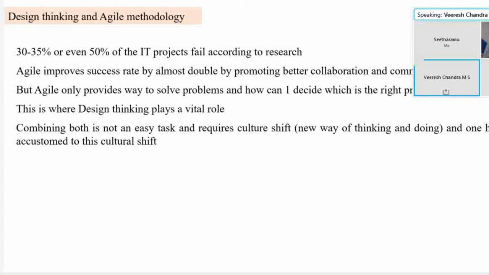It requires a total culture shift. Okay, we are adopted for a different culture. From morning, we go there, we sit, we do the work conventionally. But now a culture shift has to happen. We have to think differently. Design thinking is entirely a different thing.